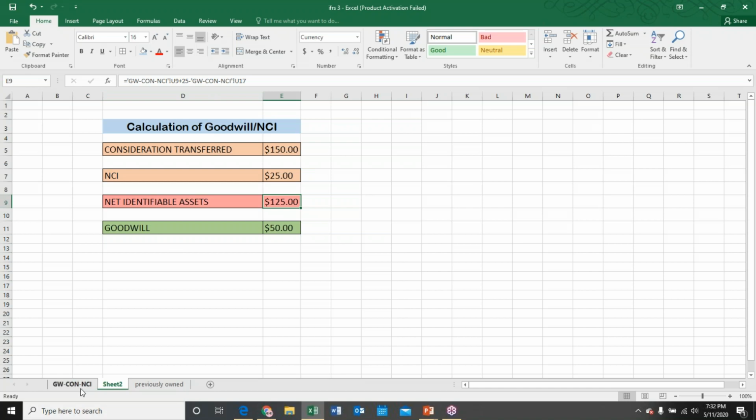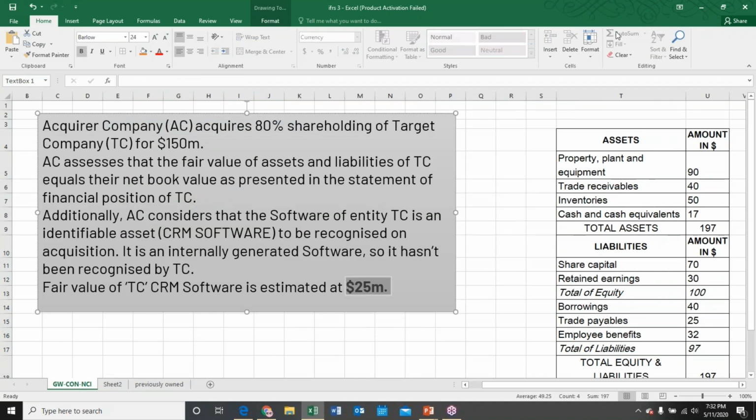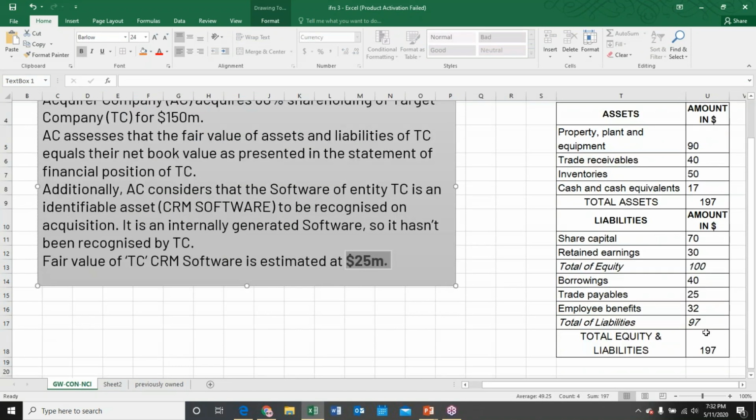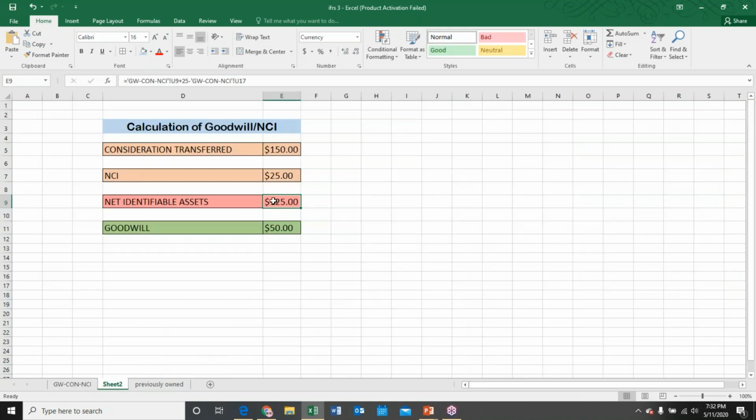And out of this, I am going to subtract my liabilities amount, this 97. So I've arrived at an amount of 125 for net identifiable assets. This is my net identifiable assets, and 20% of this is calculated as 25. So my goodwill calculation is 150 plus 25 minus 125, which comes down to 50.